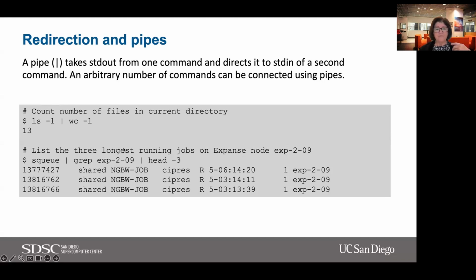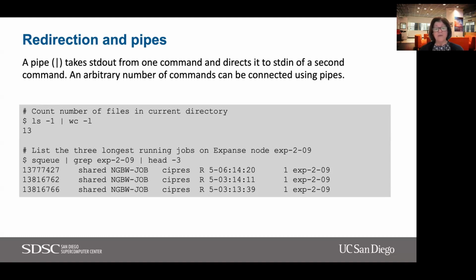So here's: list the 3 longest running jobs on Expanse on node exp-2-09. On Expanse, there's multiple nodes, as you know. You have a login node, but also you can log on to a node if you're running an HPC job on there. SQ is the queue command. I'm running that from the login node in this example, and I'm piping the output from the SQ command to the grep command.